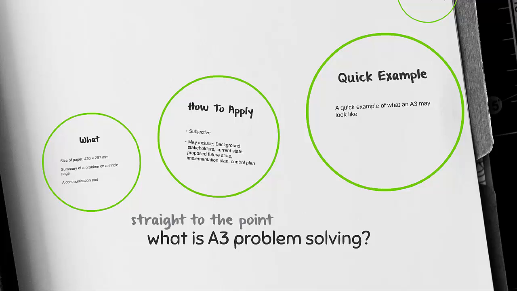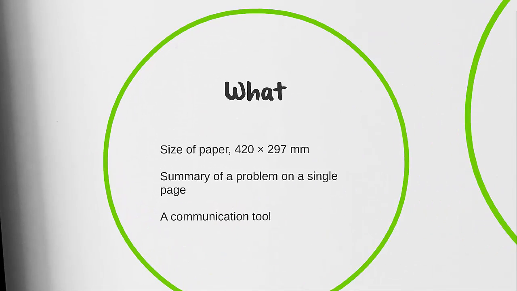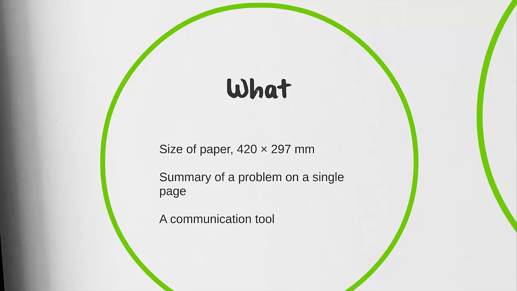What is A3 problem solving? We're going to be taking a look at what A3 problem solving is, and in particular, what that exactly means. A3 itself is actually the size of paper. It refers to a 420 by 297 millimeter page. This large page is also sometimes referred to as tabloid paper.